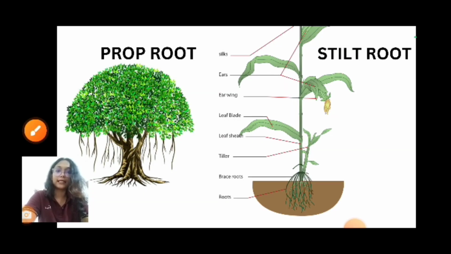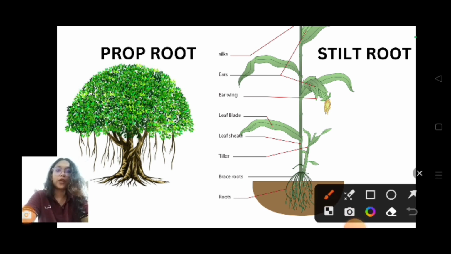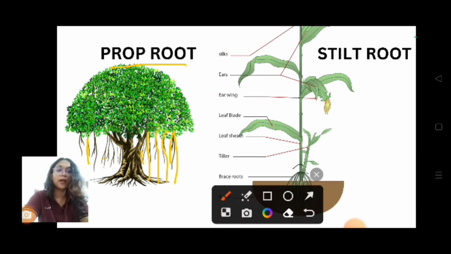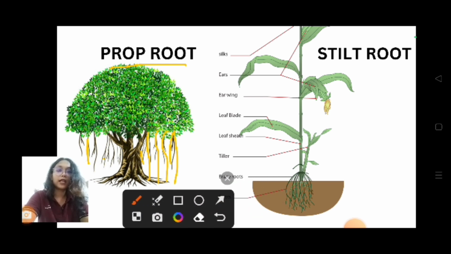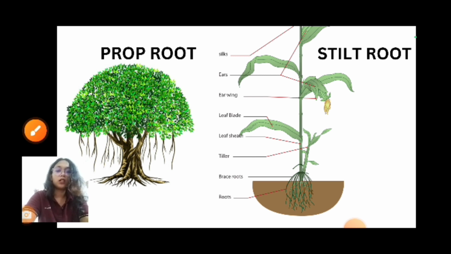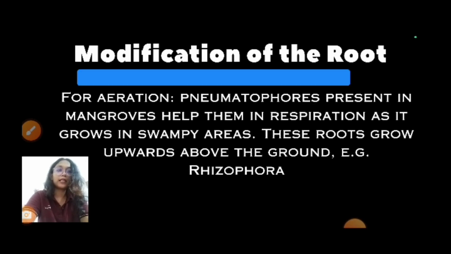Then moving on to the next slide, this is a picture showing the prop root system of a banyan tree, that is hanging root for support, and stilt root you can see in this corn plant. From the lower node the roots are arising for support. This is the stilt root and this is the prop root. This you can see in sugarcanes also. Is it clear to you all?